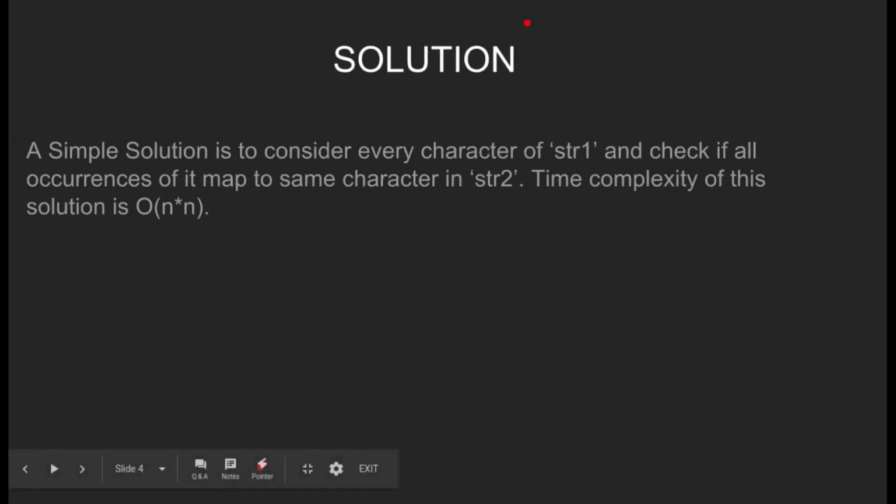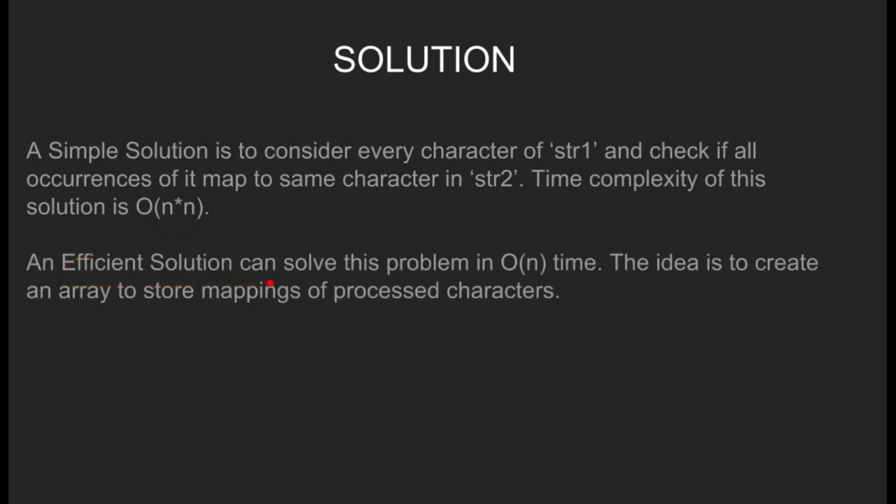A simple solution is to consider every character of string 1 and check if all the occurrences of it map to the same character in string 2. The time complexity of this solution is order n square. An efficient solution can solve this problem in order n time. The idea is to create an array to store mappings of processed characters.